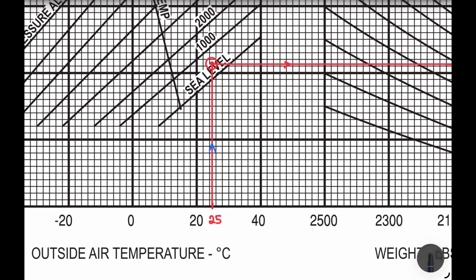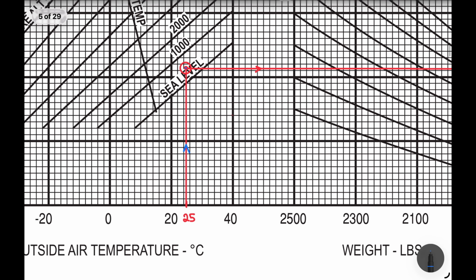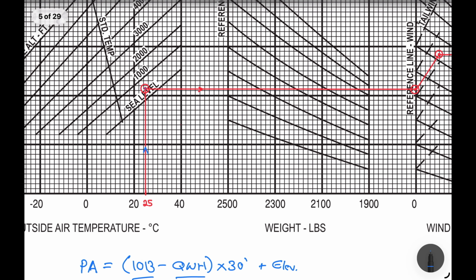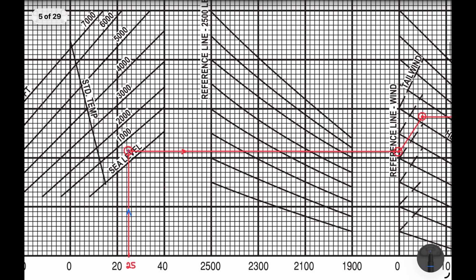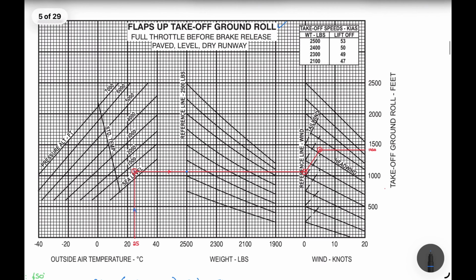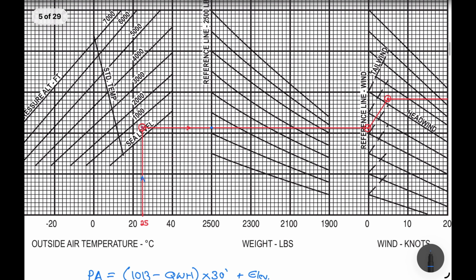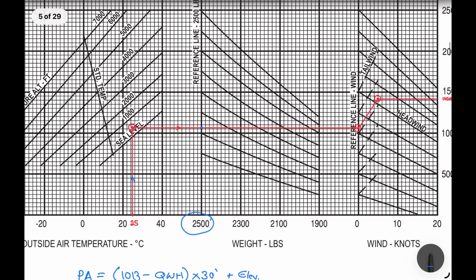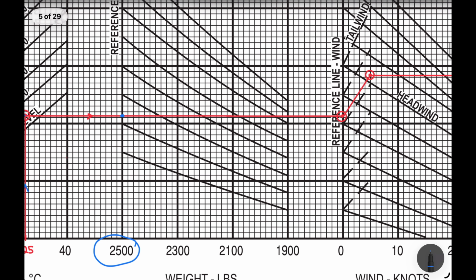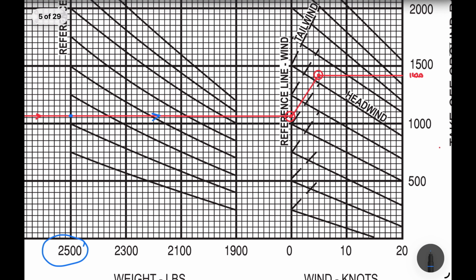I took a ruler and measured exactly halfway between the two lines, and I found this point to be exactly halfway between the two. You then draw a line to the right across to the reference line for the weight, and you'll arrive over here. Earlier we saw that they gave us an aircraft weight of 2,500 pounds, and as you can see down below, this is indeed 2,500 pounds. So we don't need to follow any of the reference lines to a lower weight. We can just draw the line straight across to the reference line for the wind, which is over here.